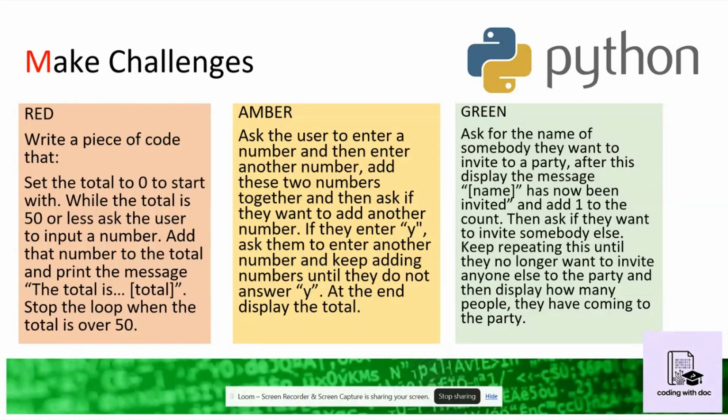And then the green task: ask for the name of somebody they want to invite to a party. And then after they've given that name, it says, Harriet's now been invited, or Jamie's now been invited. And it adds 1 to the party count. And then ask them if they want to invite somebody else. And you keep repeating that loop until they say they don't want to add any more people to the party. And then at that point, it's gone through and it's told you how many people have been added, and so-and-so's now been added, so-and-so's now been added. So it's gone through that list of people.